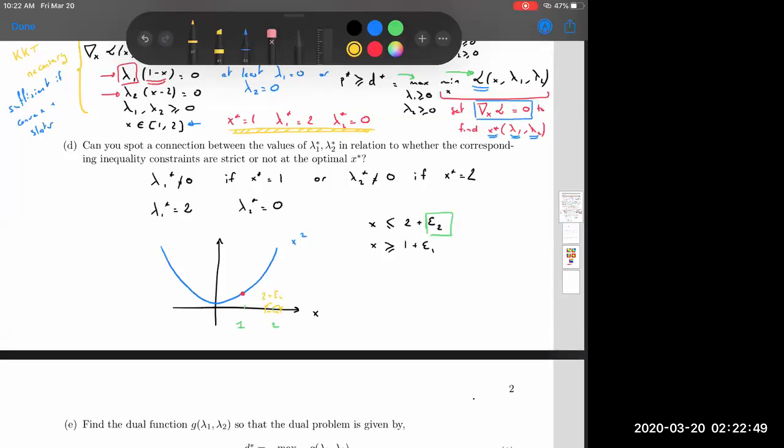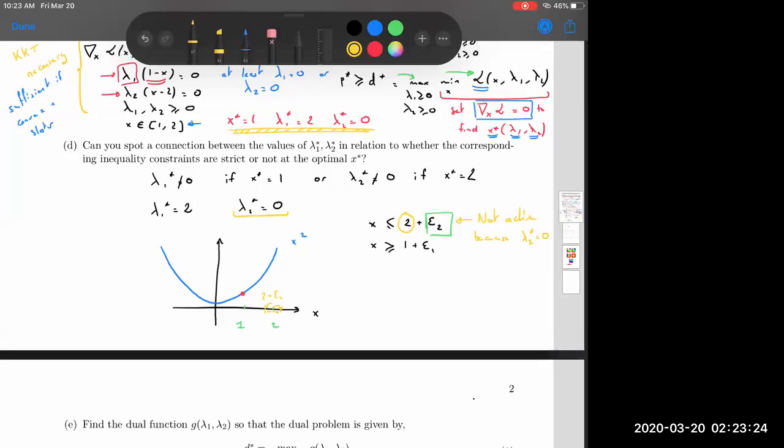And this is actually what you can read when you see that the dual variable is equal to 0. So if the dual variable is equal to 0, it means that the constraint is not active. So by changing it a little bit, you will not change the optimal point. Not active because lambda2 star is equal to 0.